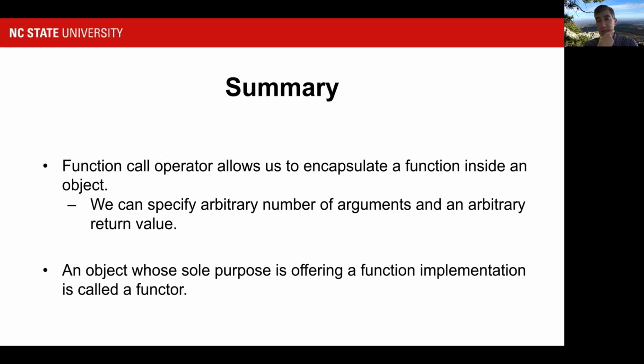We're going to see some examples of how this works as we go. So a function call operator allows us to encapsulate a function inside an object, and we can specify an arbitrary number of arguments and an arbitrary return value. An object whose sole purpose is offering a function implementation is called a functor. And we can use functors to customize the behavior of other objects.